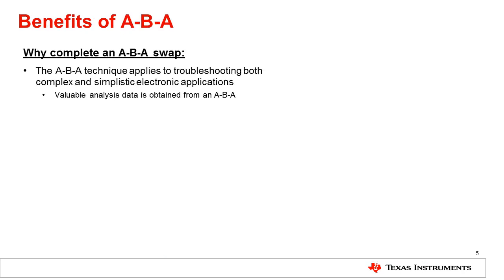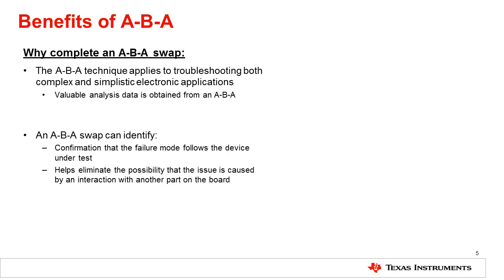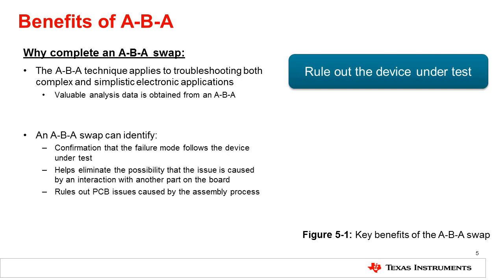In summary, the ABA swap is an extremely powerful troubleshooting technique that applies to both complex and simplistic application circuits. In addition to verifying electrical characteristics of the DUT in various PCBs, the ABA swap helps to confirm that the problem follows or does not follow the device under test. The ABA swap helps eliminate the possibility that the issue is caused by an interaction between the DUT and other electrical components. In addition, issues with the assembly process can also be identified through the completion of an ABA swap.